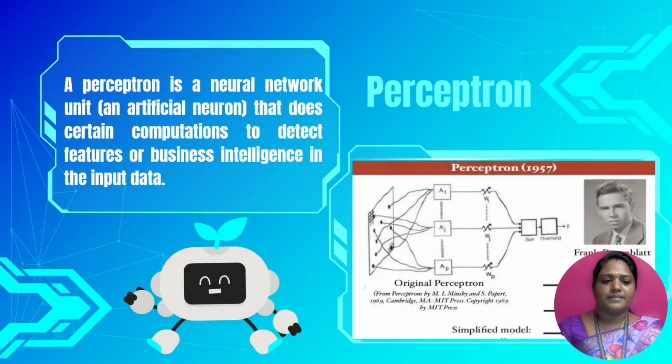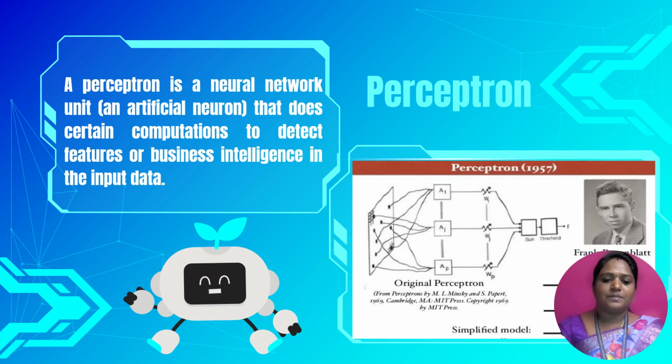Let's see the perceptron. First of all, what is a perceptron? It's a type of artificial neural network. This is one type of supervised learning. Each node is interconnected together to process and transmit the information. It is a neural network unit that performs certain computations to detect features or business intelligence in the input data. The perceptron was introduced by Frank Rosenblatt.